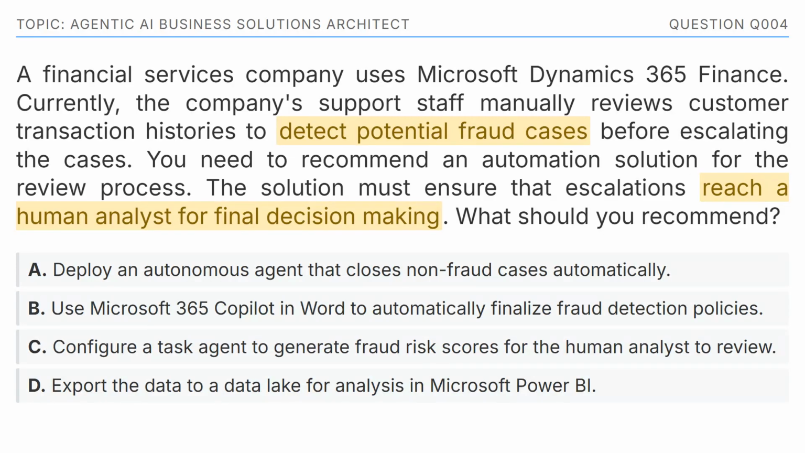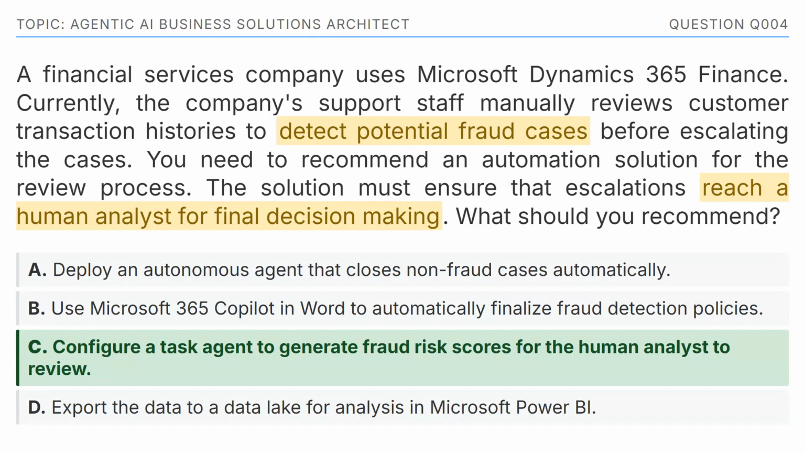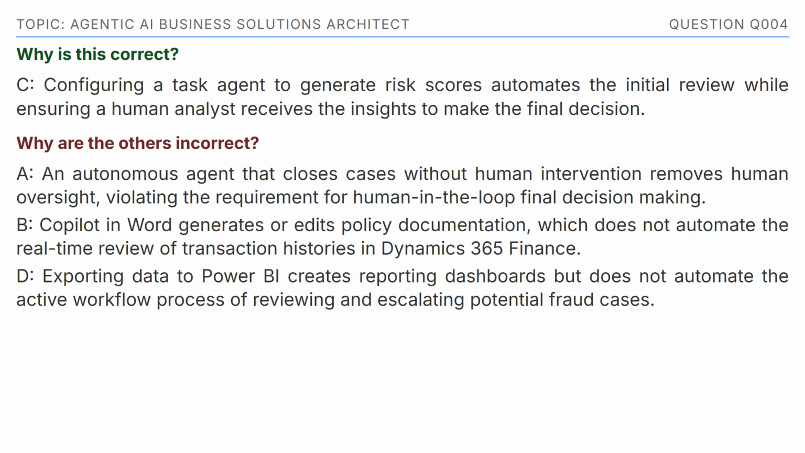To arrive at the correct answer, we focus on the keywords: automation solution for review process, reach a human analyst for final decision making, detect potential fraud cases. The correct answer is option C. Configure a task agent to generate fraud risk scores for the human analyst to review. Why is this correct? C.